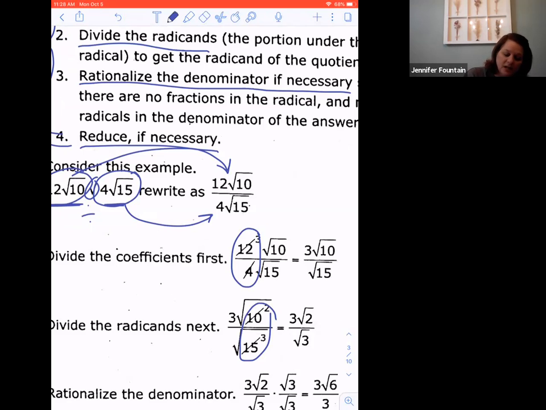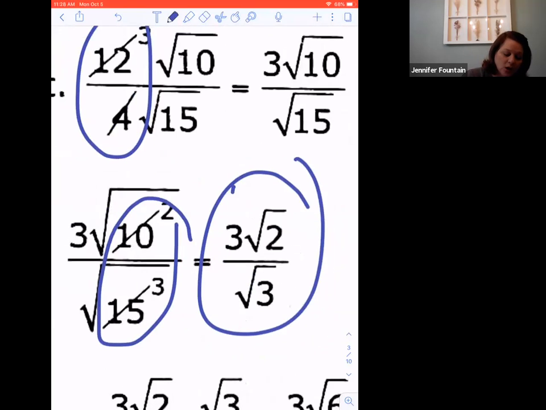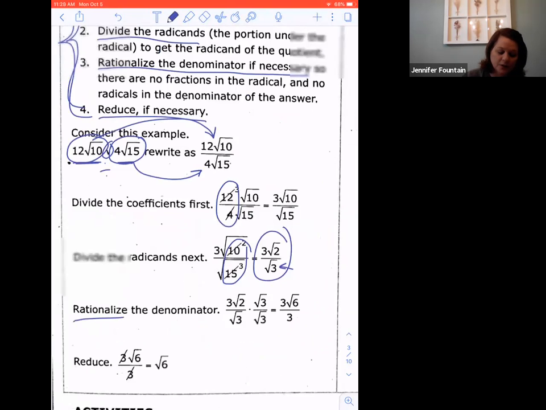So then once I've done that, I end up with 3 times the square root of 2 over the square root of 3. Now step 4 would tell me that I need to look, are there any whole numbers here that can cancel? And there are not, so I know I'm good there. And then I look to see if there are any other radicals that can be canceled, and I cannot, okay? But what is the problem with this right here? I have got a radical in my denominator, so I have to rationalize the denominator.